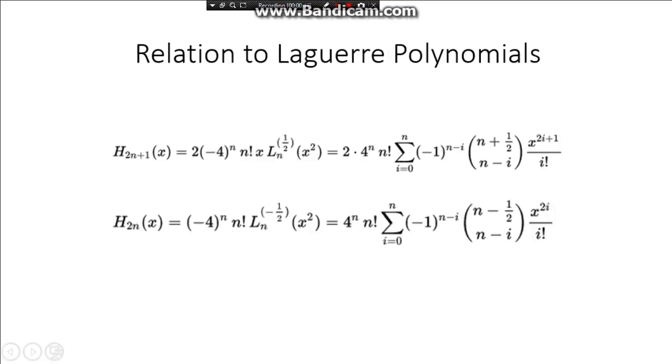Next, let's see how Hermite polynomials are related to Laguerre polynomials. We have two equations which relate Hermite polynomials to Laguerre polynomials. The first equation is that the (2n+1)th Hermite polynomial of x is equal to 2 times (-4)^n times n factorial times x times the nth Laguerre polynomial of x squared. Similarly, we have another equation for the 2nth Hermite polynomial of x.